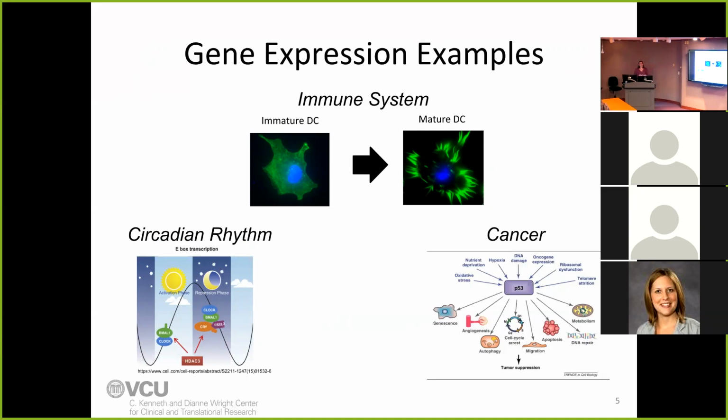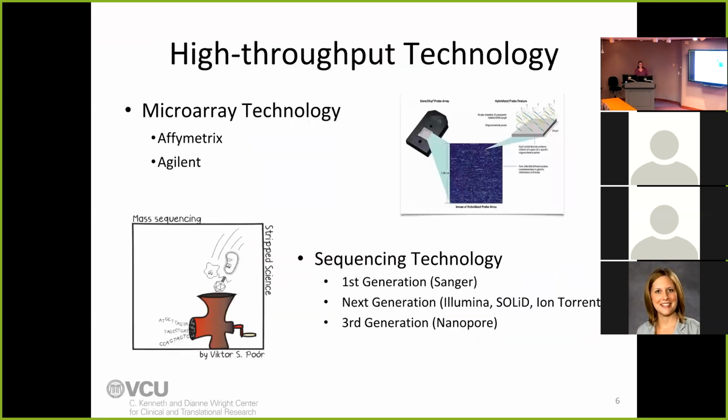Another example is the circadian rhythm. There are daily gene expression changes. Certain genes are turned on and turned off throughout the day with the circadian rhythm. So those are just a couple of examples of how dynamic gene expression can be.